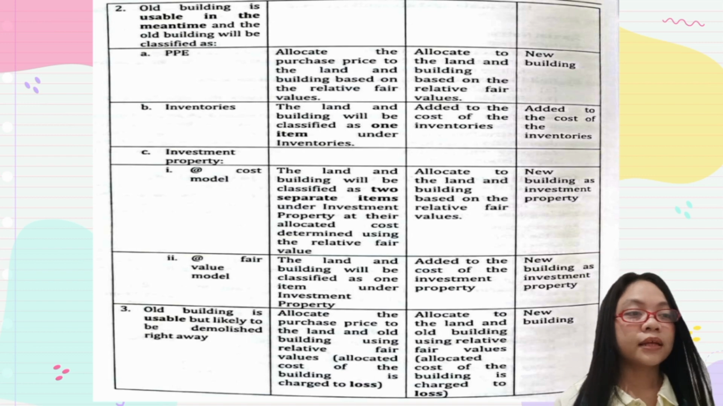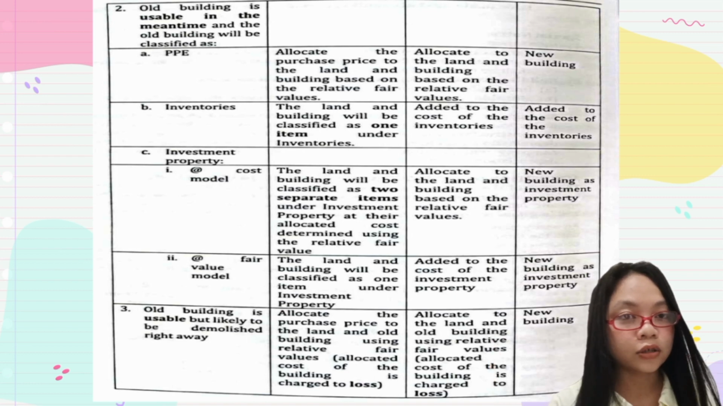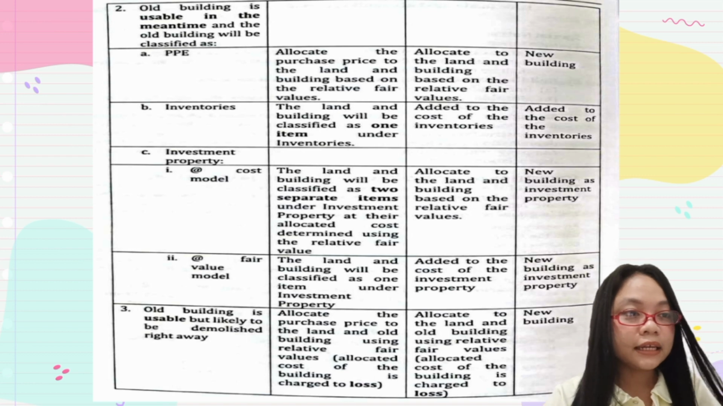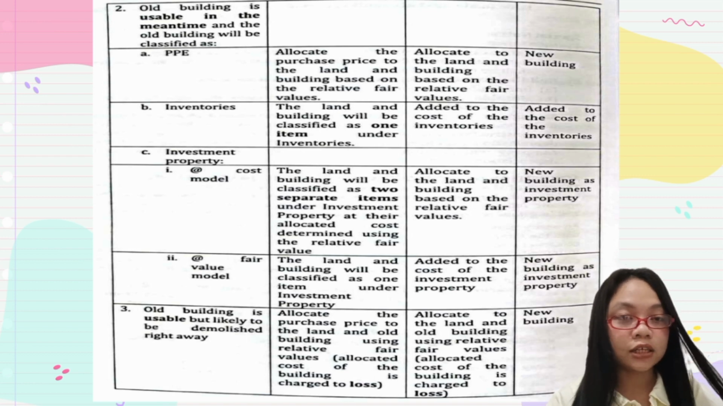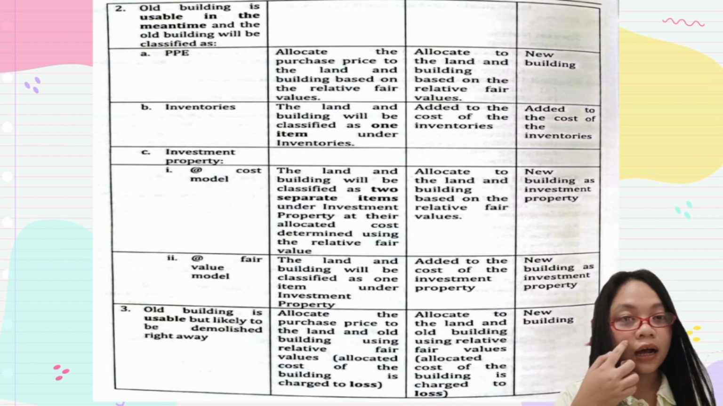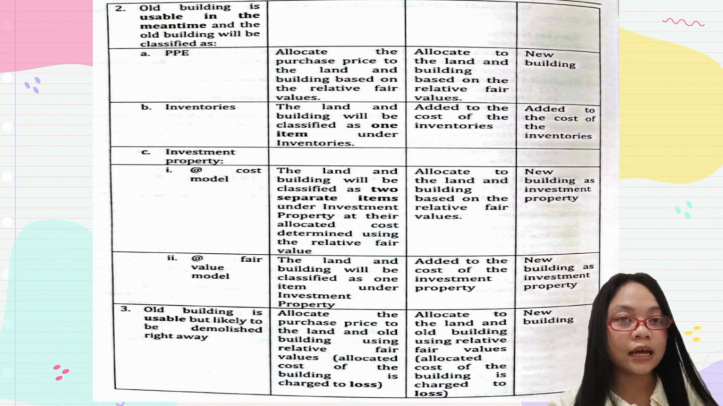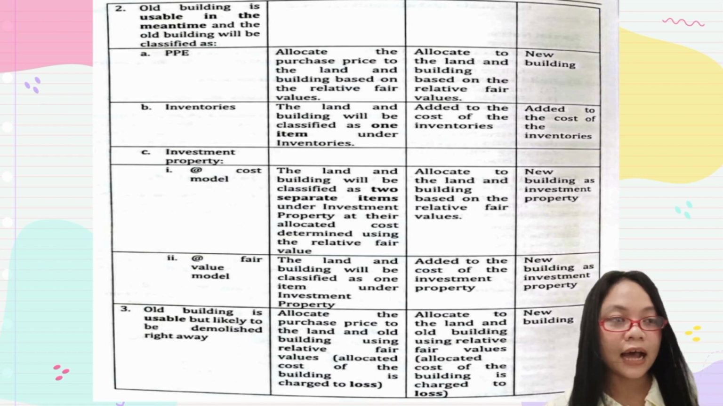Lastly, last scenario, if the old building is usable but likely to be demolished. So the purchase price treatment would be, the purchase price would again be split between land and old building, and the building's cost would be charged as loss. So in here, the building's cost will be charged as loss because in this scenario, there is a decision na i-demolish na ang building right away. It means that the building cannot generate future economic benefits na in the business. So i-charge na to ni as a loss.